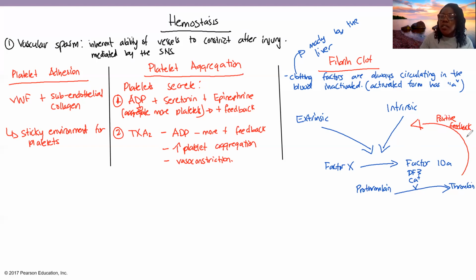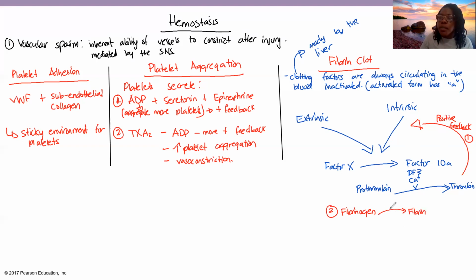So this is the first job of thrombin. The second job of thrombin is to activate fibrinogen, the inactivated form. So fibrinogen in its inactivated form can now be converted to fibrin.